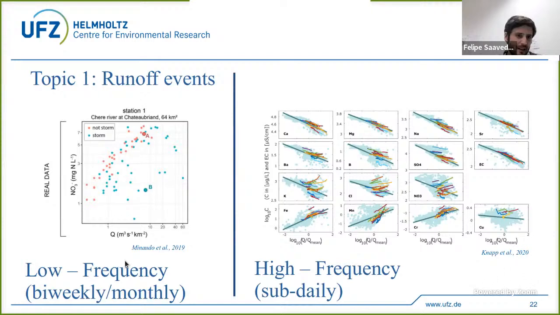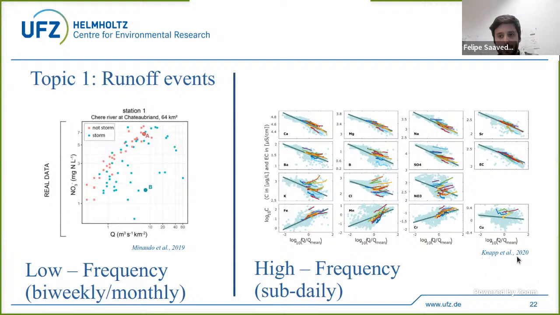They found that during runoff events, the data had a different pattern than during no-runoff events, or between events, let's say. For example, in this plot, this is one catchment in France, with nitrate on the y-axis and discharge on the x-axis. They were asking why this point A and this point B have the same level of discharge. So more or less the catchment is responding in the same way from a hydrological point of view, based only on discharge. Why do we have such a different nitrate concentration? And then another study, this is from Knapp et al.